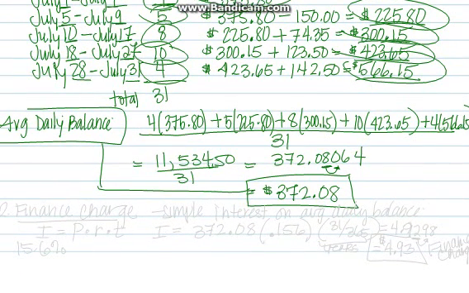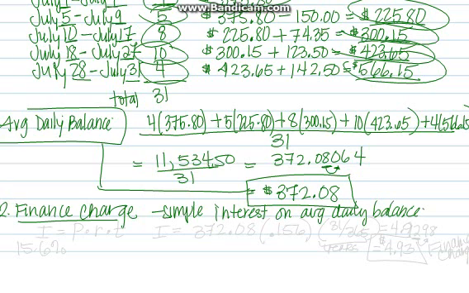Now to calculate our finance charge. The finance charge is really just simple interest calculated on your average daily balance. So we know that simple interest can be found by taking your principal times your rate times your time. In our case, we're going to have our principal being that average daily balance, $372.08. Our interest rate is 15.6%. So we'll write that as a decimal.